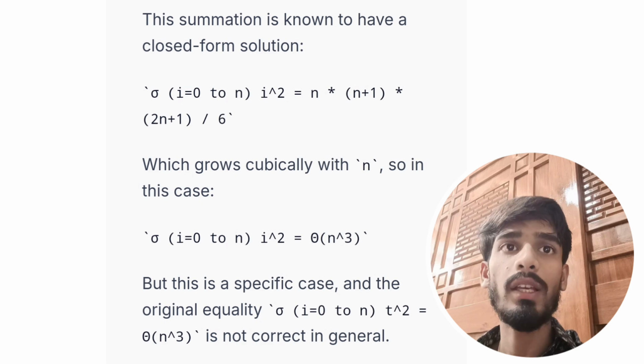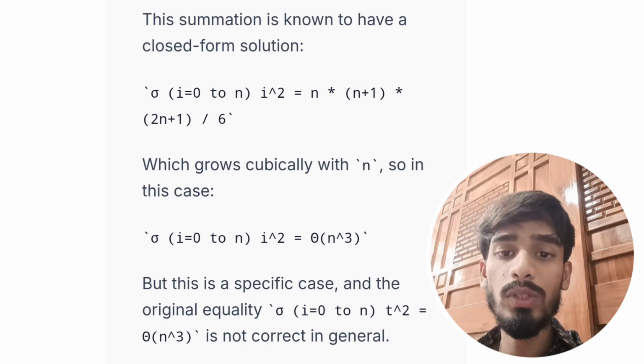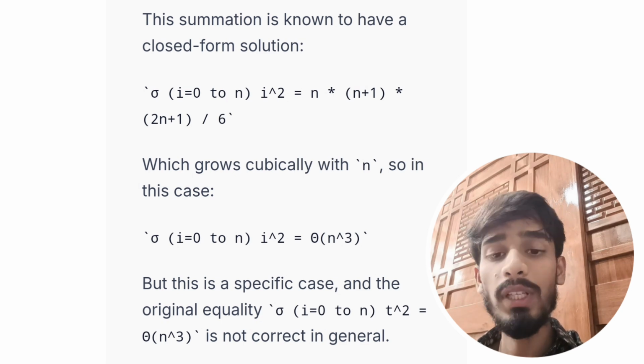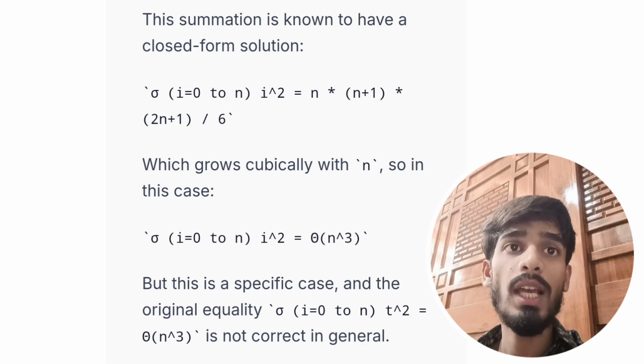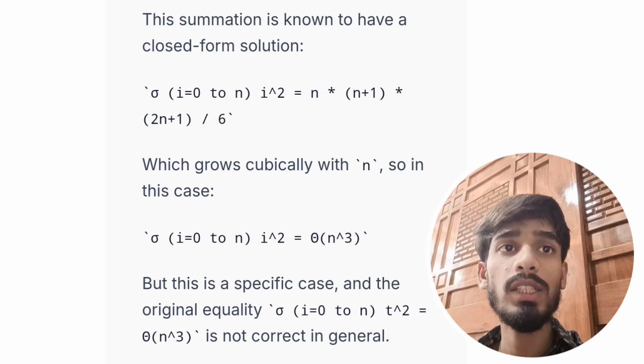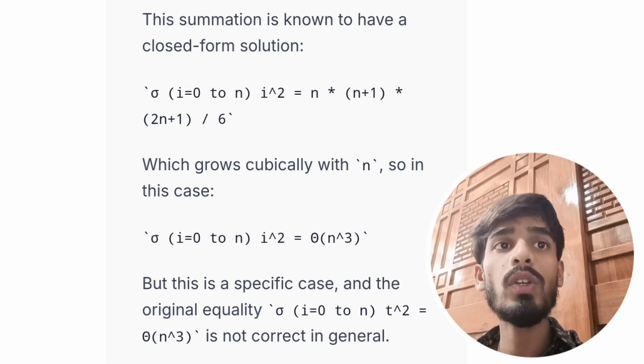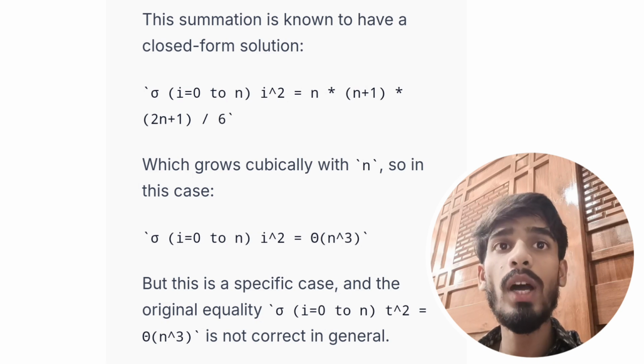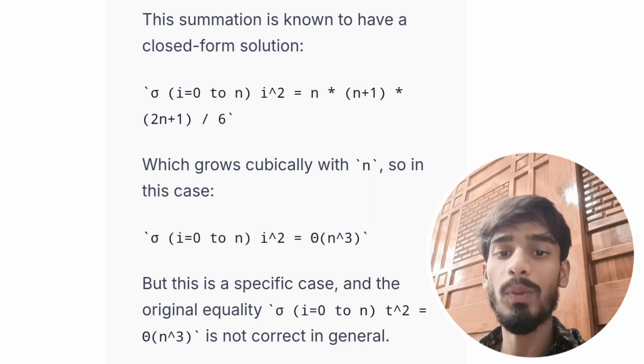So in this case, the summation of i square for i equal to 0 to n is equal to theta of n cube. But this is a specific case, and the original equality, the summation of t square from 0 to n, is not correct in general when t is a constant. When t is equal to i, then it can be theta of n cube.